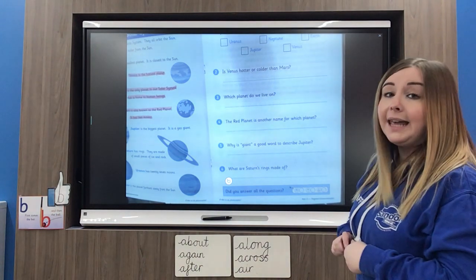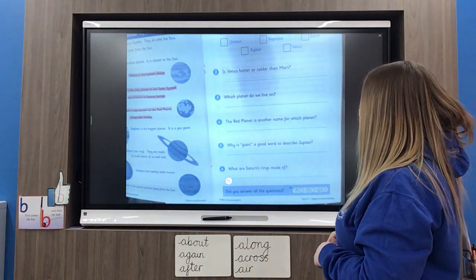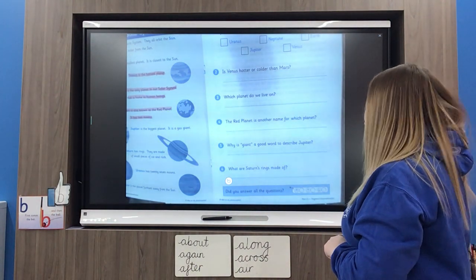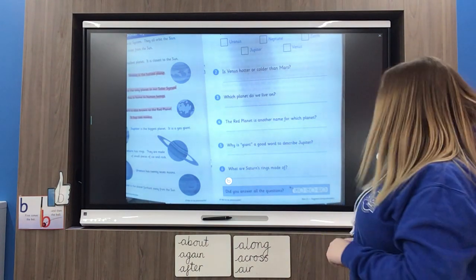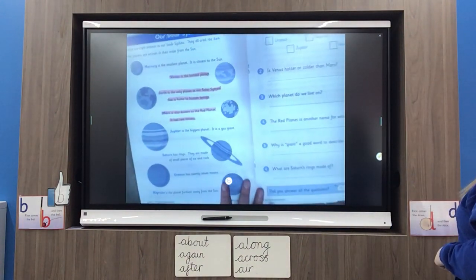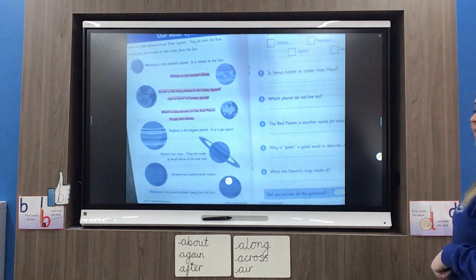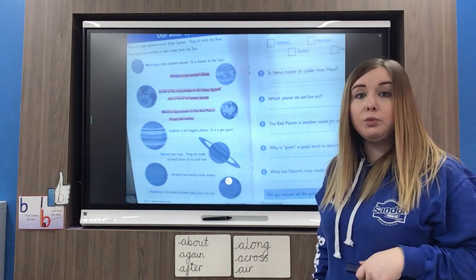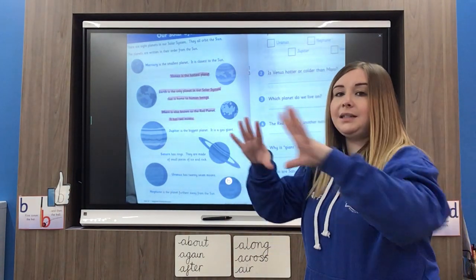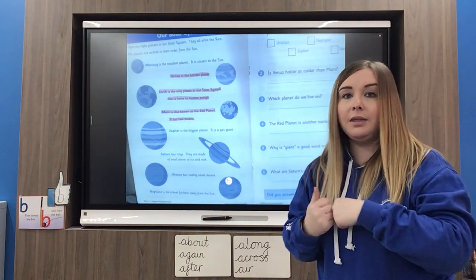And then finally, Year 4, question number 6. What are Saturn's rings made of? So find Saturn in your text and it will tell you what those rings are made out of. We're going into that text and pulling out the answers.